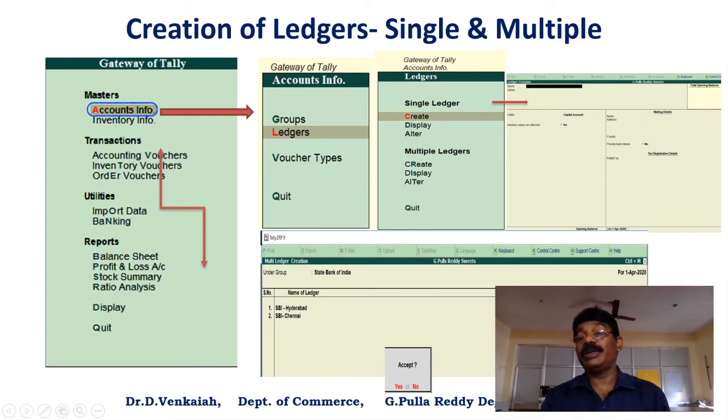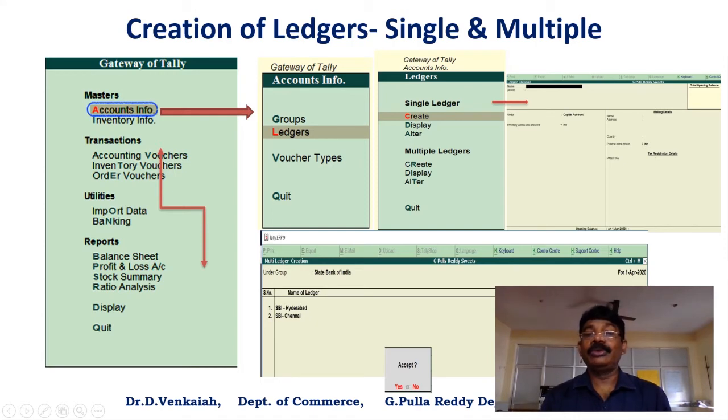Give the name of the ledger, give the alias name which you want to call it as, and under which group it is created, mention that one. And whether the inventory values are affected or not, give that; if affected, give yes. And here, if we are creating any sundry debtor or creditor or some other party name, it will ask about the details and also ask about the tax information to collect or to pay the tax.